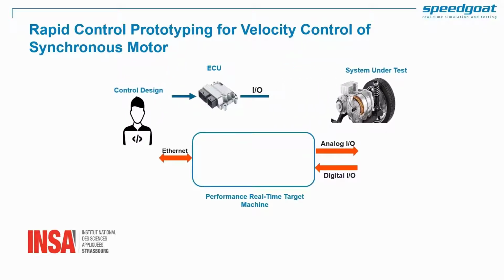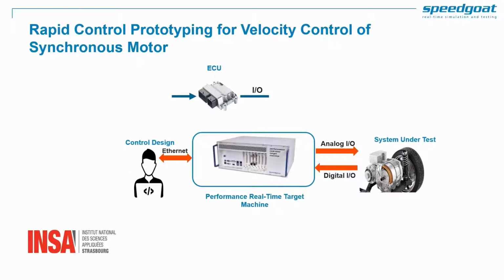To circumvent this problem, the researchers at INSA used the Speedgoat Performance real-time target machine as a prototype of the controller. The controller model was written in MATLAB and Simulink and was deployed onto the real-time target machine, which is then connected via analog and digital I/O to the system under test. This way, the Speedgoat target machine acted as a prototype of the controller.